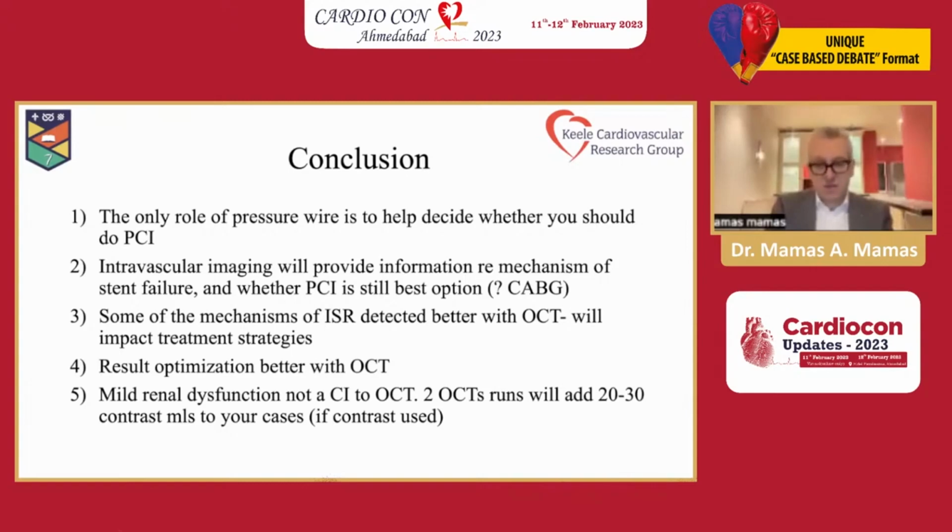This patient has mild renal dysfunction. This is not a contraindication to OCT. In most cases, you will only need 2 OCT runs. At most, this will add 20 to 30 mL of contrast to your cases if you use contrast. If you're using saline, then it's irrelevant. We know that in patients with mild renal dysfunction, literature suggests that you increase the risk of contrast-induced nephropathy only when the contrast volume exceeds 3.5 times the eGFR. So in this case, this patient has an eGFR of around 45. That means that we can probably use around 140 to 150 mL of contrast safely without increasing this patient's risk of CKD. Only 20 to 30 of those mL, if we do use contrast, will be due to the OCT.